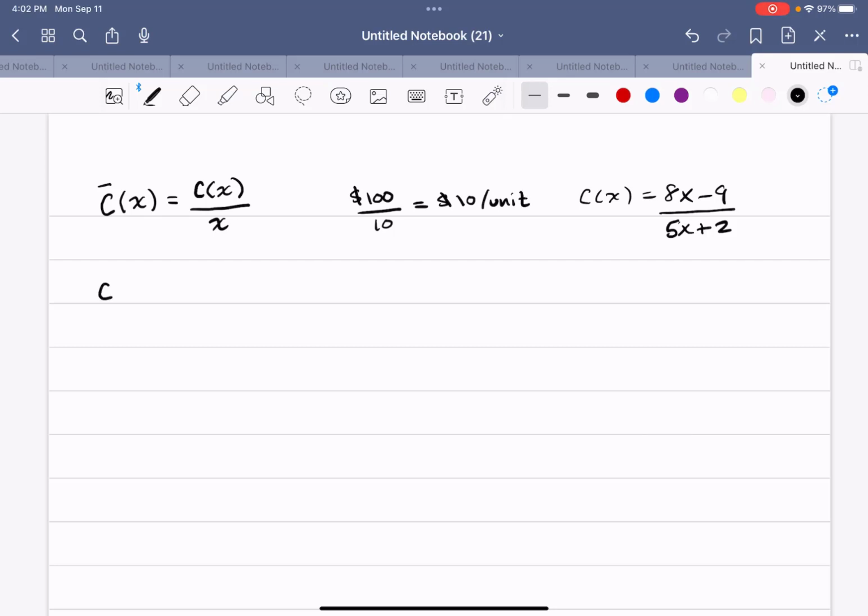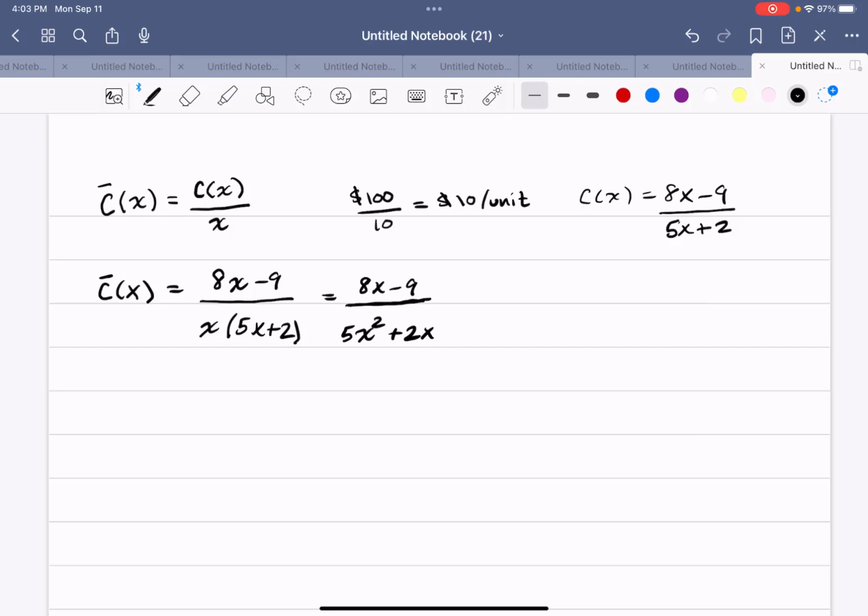So our C bar of x is (8x minus 9) divided by, and all we have to do is put an x in that denominator, x times (5x plus 2). And at this point, you've practiced the product rule enough. I think I'll just go ahead and multiply 5x squared plus 2x out in my denominator.